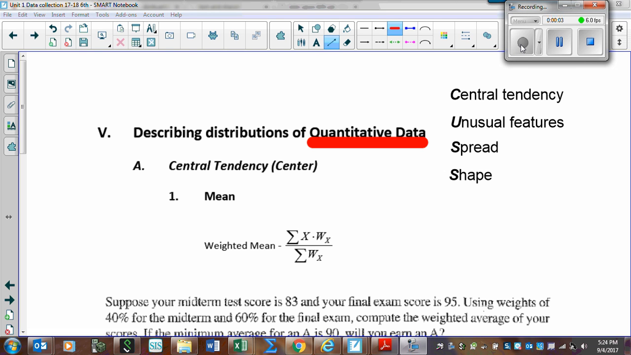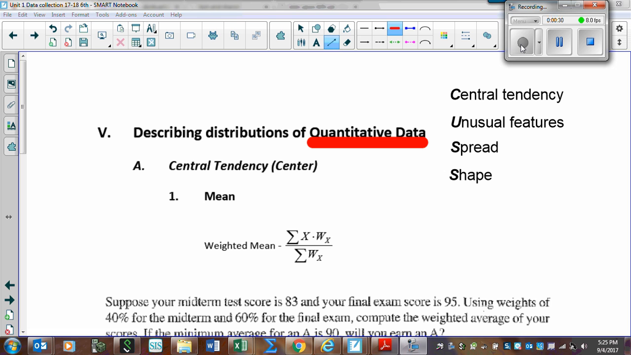So I referenced a couple of times earlier talking about shape of a distribution and spread or range of a distribution. We're going to go over how we analyze and describe quantitative or numerical data. And again, this is for quantitative data. We do not do this for categorical data.